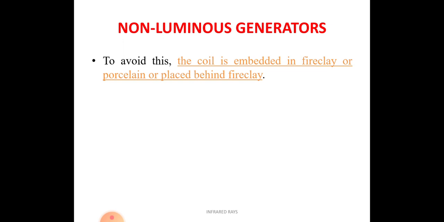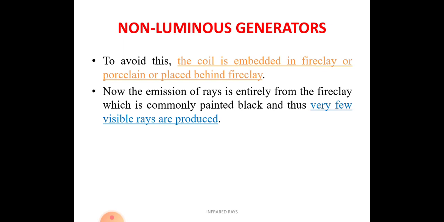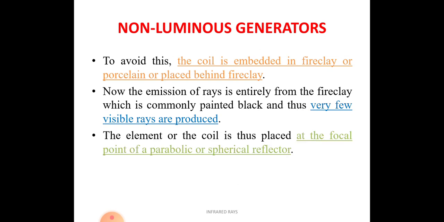To avoid this, the coil is put in fire clay or porcelain, or placed behind fire clay. Or sometimes the emission of the ray is entirely from fire clay. That is commonly painted black, so that visible rays either do not come or very few visible rays come. So in non-luminous generators, what is actually the mechanism? The part will be painted black, or that part will be put inside or behind the fire clay. Clear? So that visible spectrums come less or do not come at all.